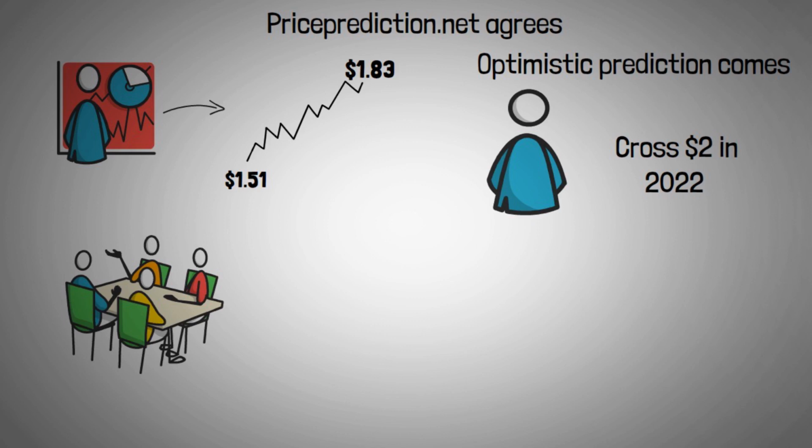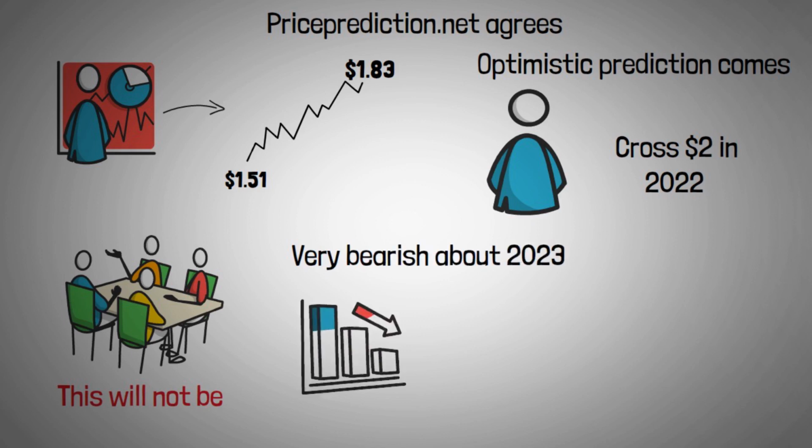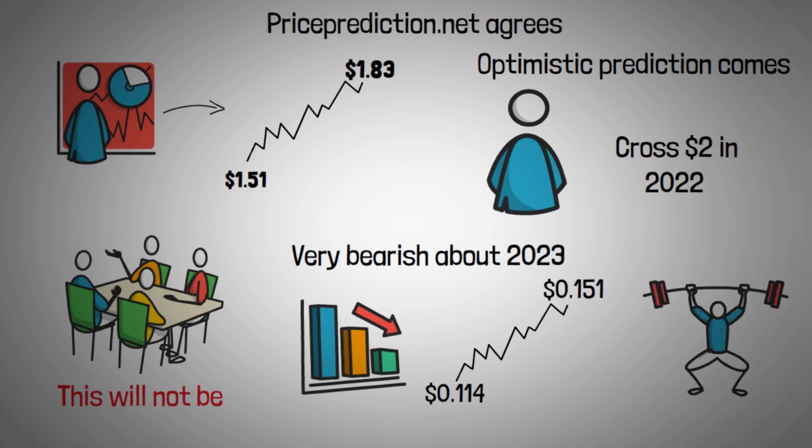Speaking for most long-term investors, we do hope this will not be the case when 2023 comes around. Wallet Investor is still very bearish about 2023 and predicts a drastic drop. According to the site, GRT will start off 2023 at around $0.114, then increase only slightly to $0.151 by the end of the year.